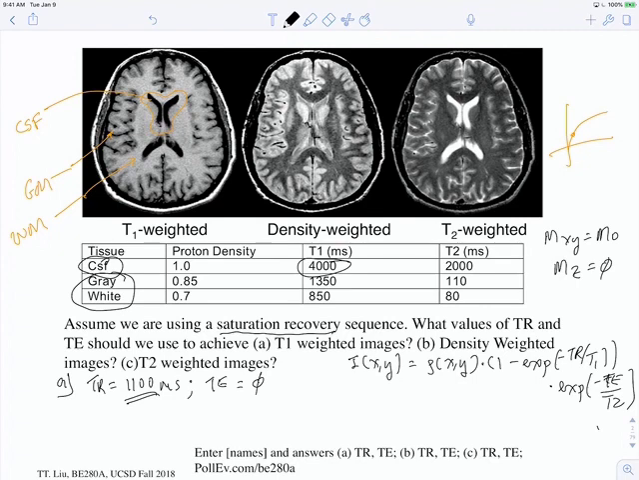Okay. All right. Let's take part B, density weighted. This should be the easiest one. So what should the TR be here? I want to make this term go away, right? This term here, I'd like this term to go away for density weighting. So how do I make that term go away? What should the TR be?